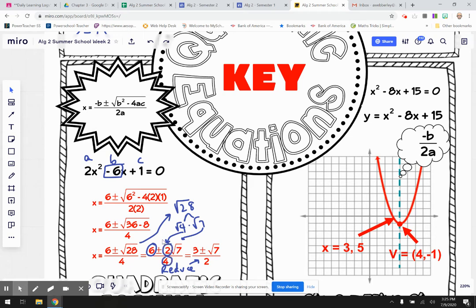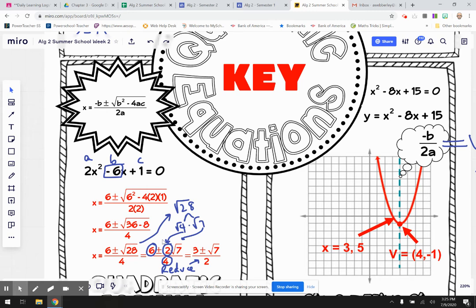The last method is your graphing method. And you can see they looked for this negative b over 2a, which actually equals the x coordinate of your vertex. So negative b, opposite of b, would be 8 over 2 times 1. So you're going to get a 4. So that vertex is going to have an x value of 4.